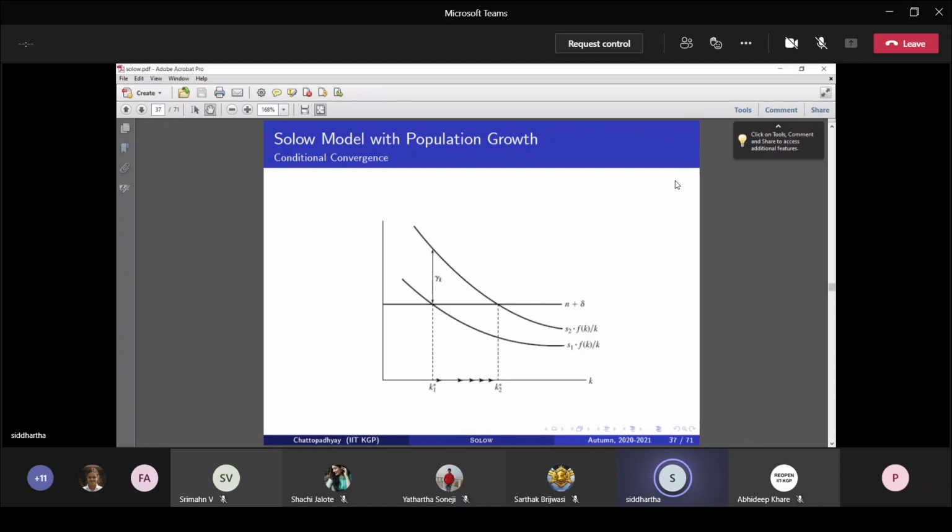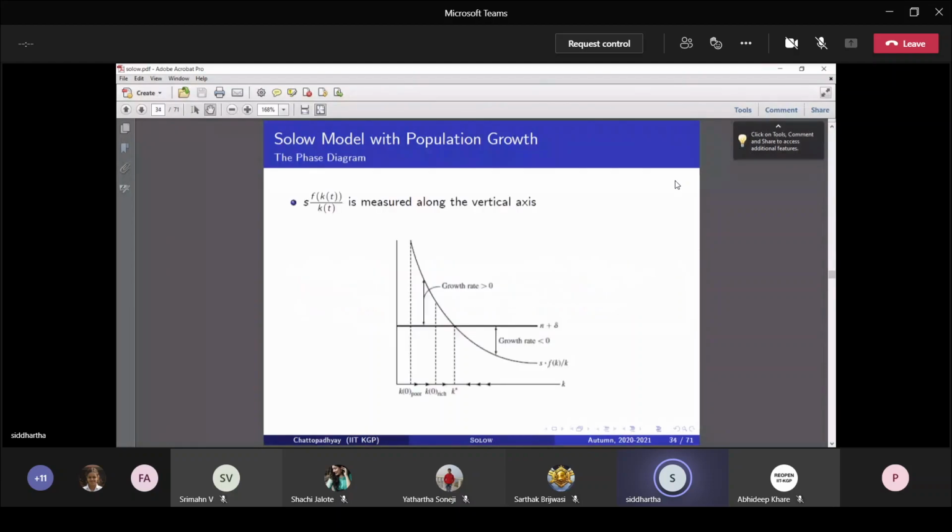And this is exactly why people started analyzing this. When the Solow model predicted that the poor country is growing at a higher rate compared to the rich country, people tried to check it with the data. So what they have done is this.